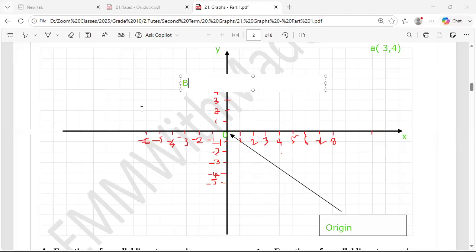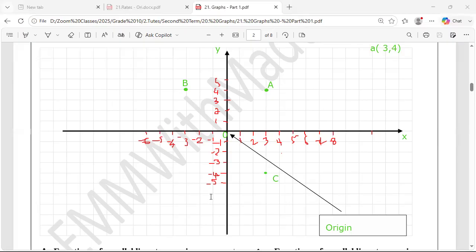Then again find point C, positive 3, negative 4. Positive 3 is from the x-axis. Negative 4 is from the y-axis. So somewhere around here. This point is called point C. Okay.